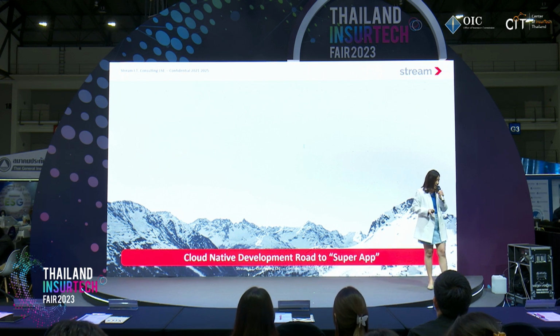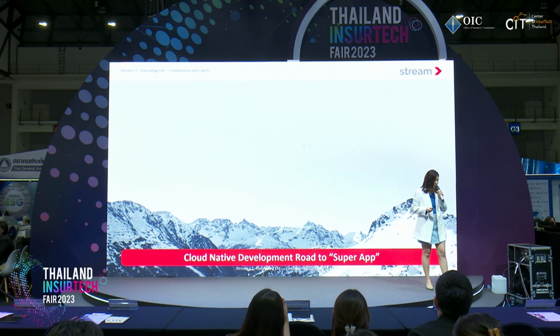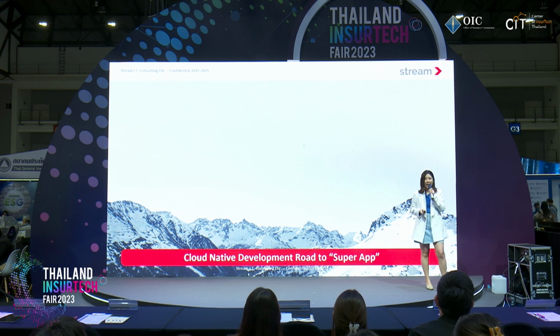So these are the topics that I will share with you today: cloud native development, the road to super app. First, cloud native, what is that? It is when we design an application using the features of cloud service providers. The cloud service providers that we know are Azure, AWS, or Huawei Cloud. We are familiar with them, and Steam IT has the capability, expertise, and language skills to develop applications cloud native.